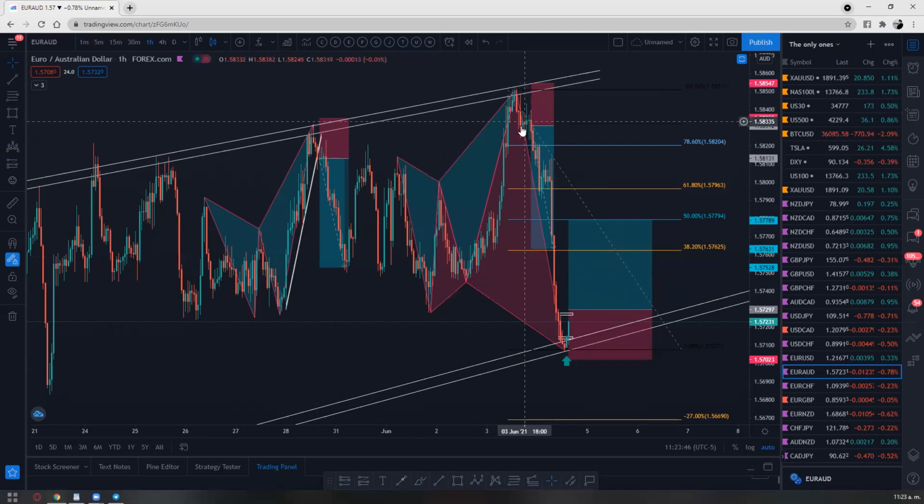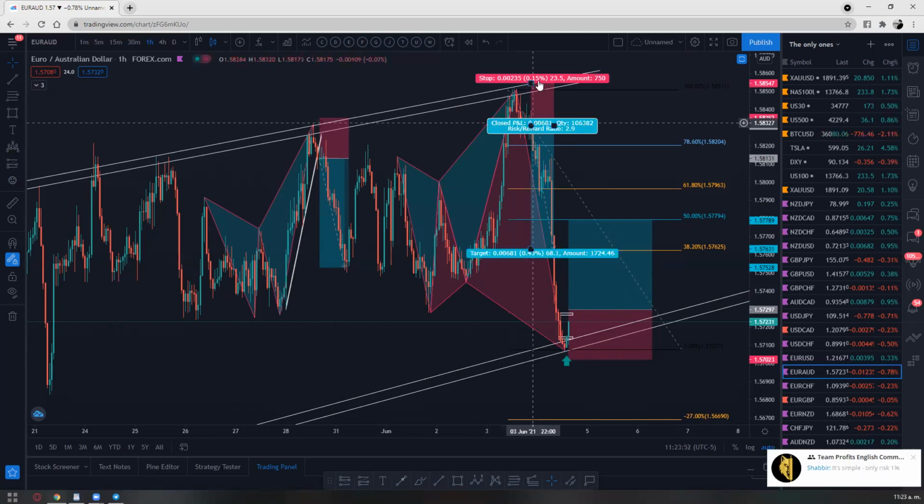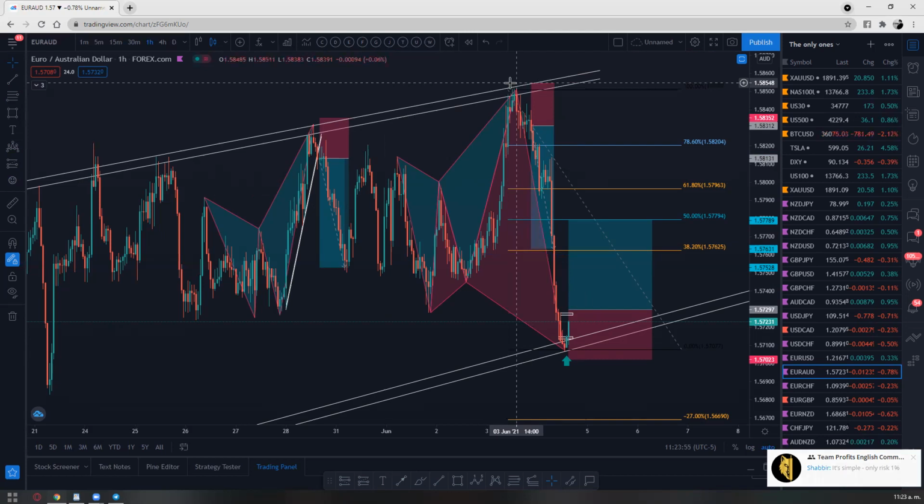When the price starts pushing down, I know that I just take the risk and make my entry here. The stop loss is above the last high.